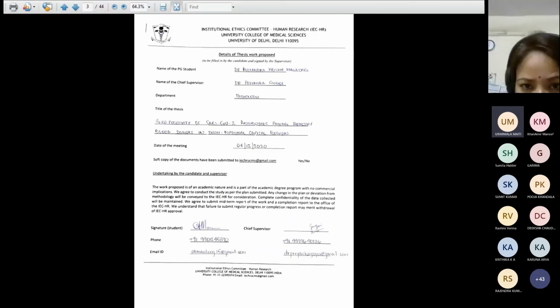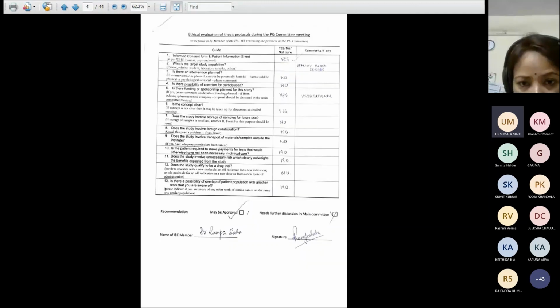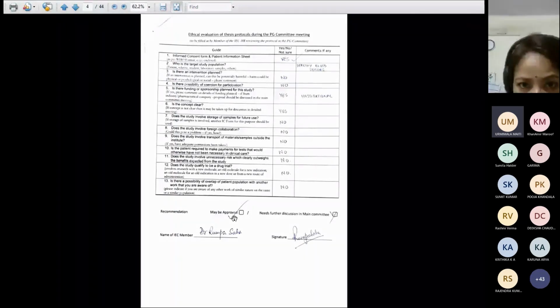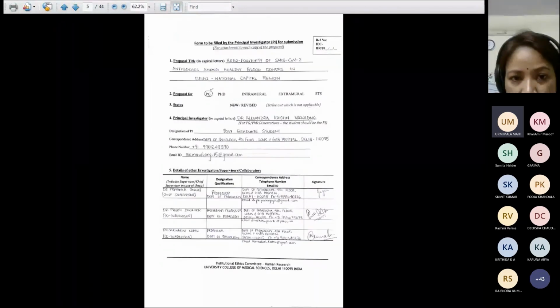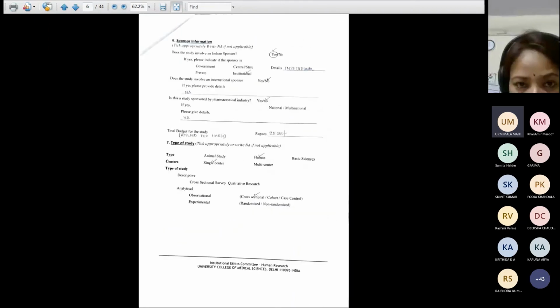This is the next part of that IEC form. This is the checklist that should be there, and then the ethical committee, after going through the proposal, makes recommendations regarding whether it may be approved or not. This is the form where all the different details that I have talked about are listed, and this is how you fill up your form.